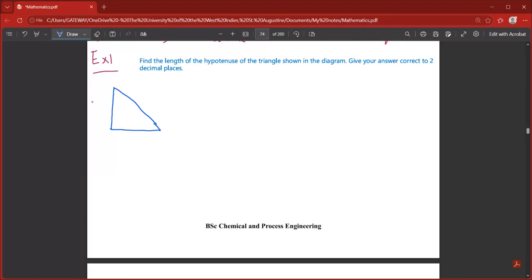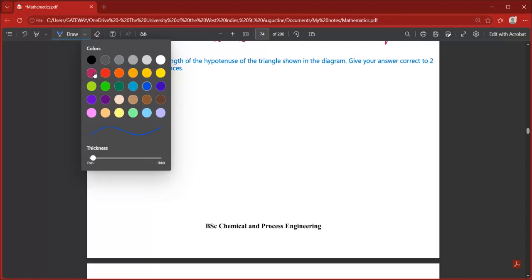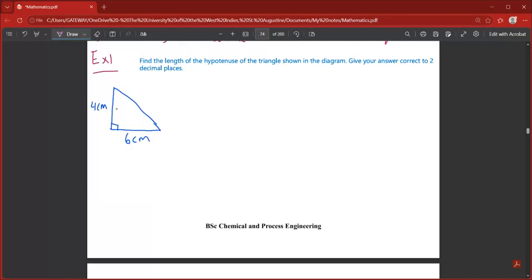Let's say this is 4 cm, this is 6 cm, and this is our 90-degree angle. They want to know what is the length of the missing side here. We say this is x. We do not know what this is. We have to solve for that.